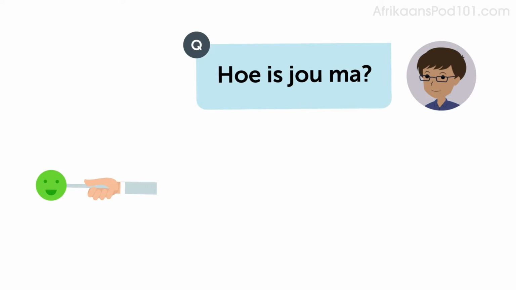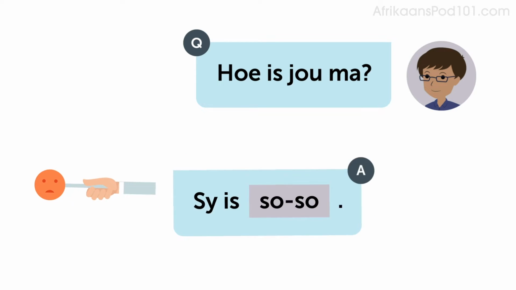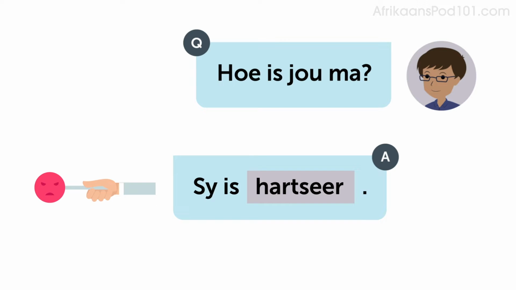Let's look at some examples. Listen and repeat or speak along with the native speakers. Hoe is jou ma? Sy is fantasties. Hoe is jou ma? Sy is so. Hoe is jou ma? Sy is hartseer.